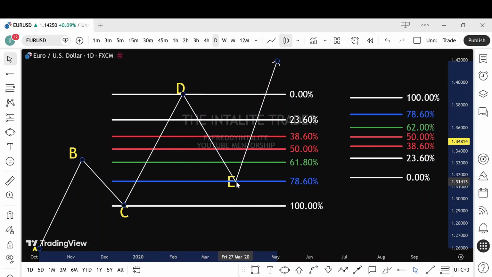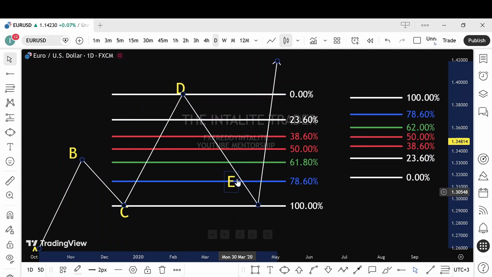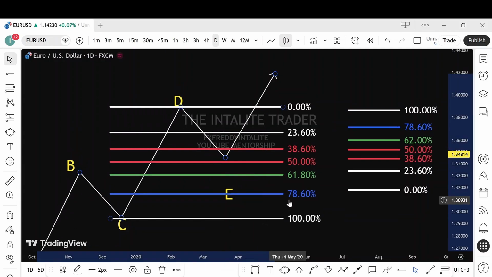If it comes to 78.6, it has made a pullback of 78.6 of this previous move. And if it comes back to C, we shall say it has made a pullback of 100%. Are we together? Yes.